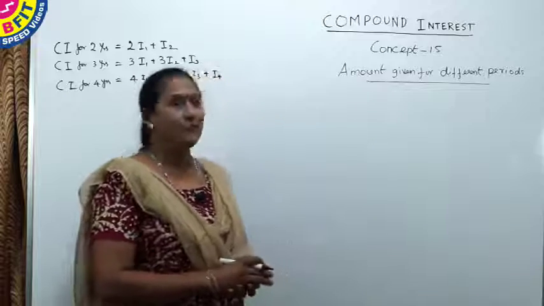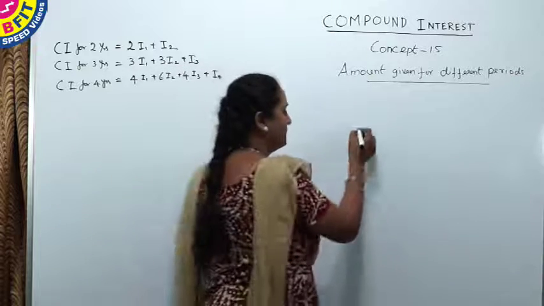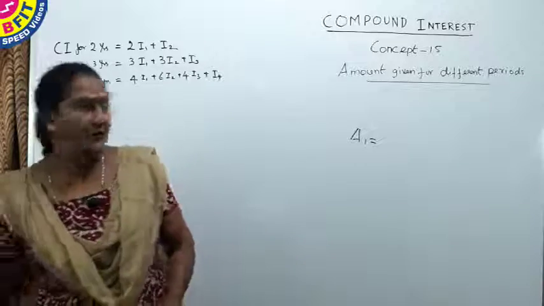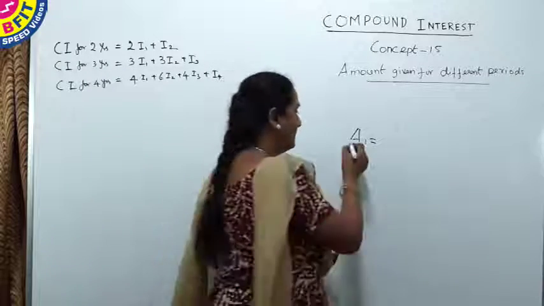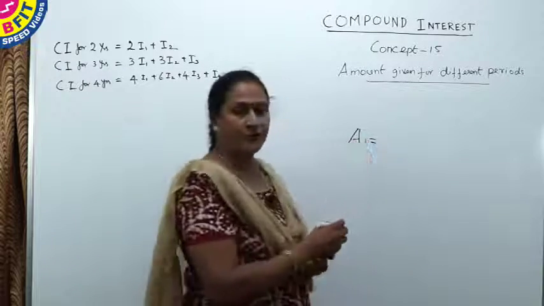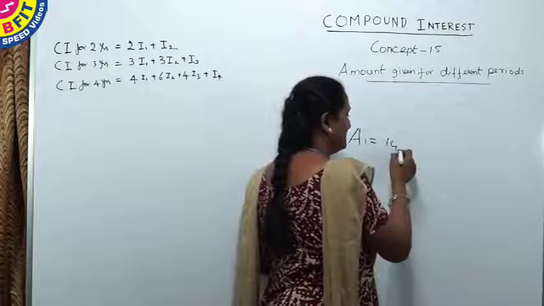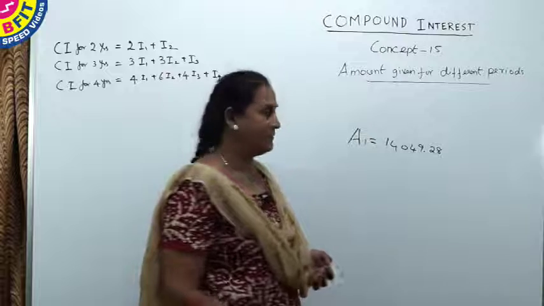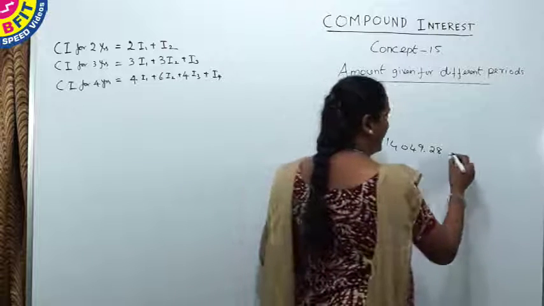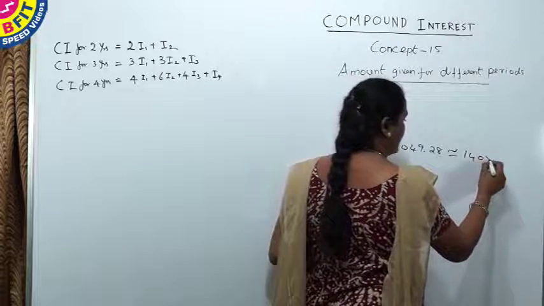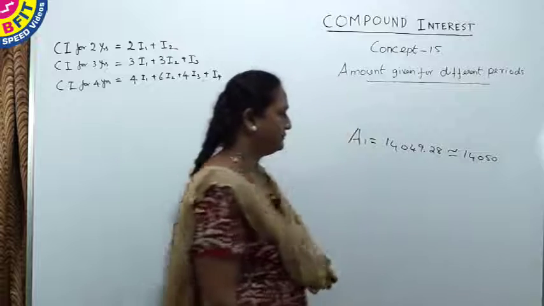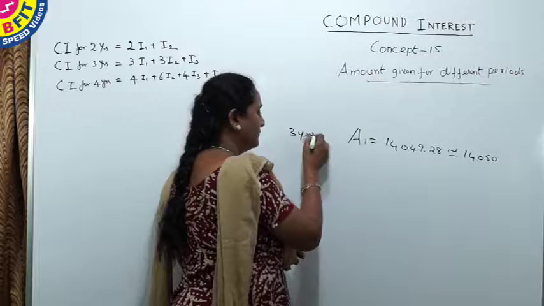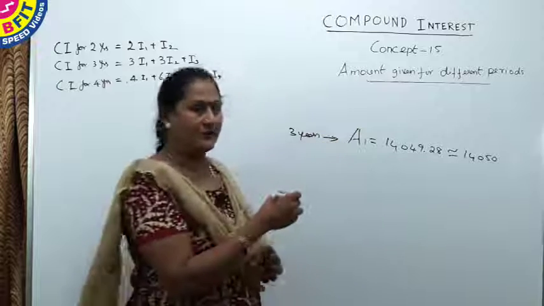So here the amount for 3 years is given. We'll take the amount for 3 years as A1, which is 14,049 rupees 28 paise. So we'll approximately take this as 14,050 rupees. So this amount is for 3 years.